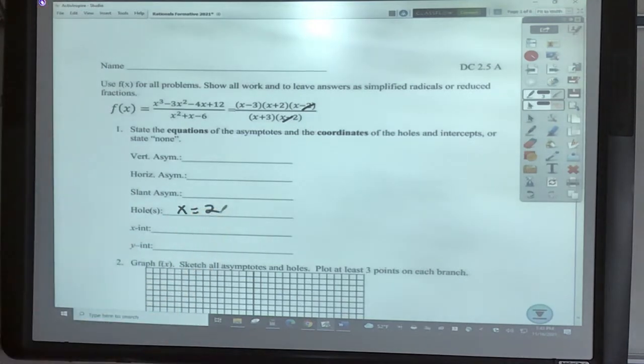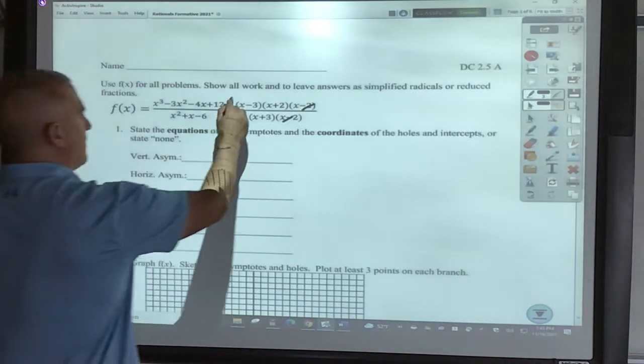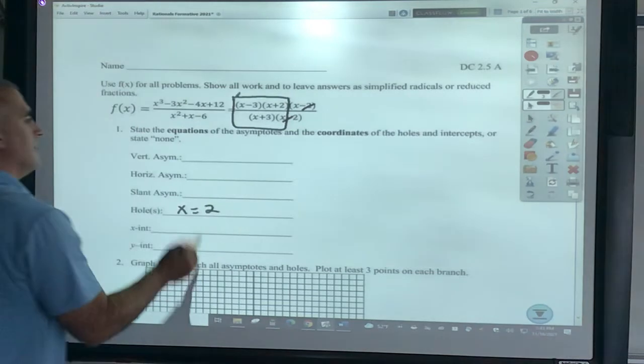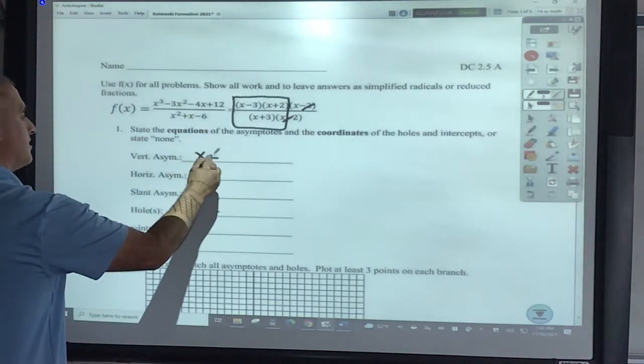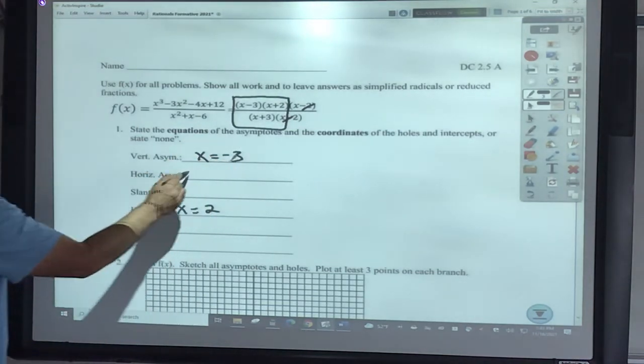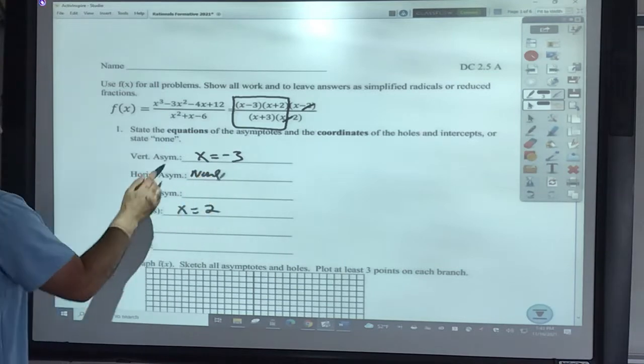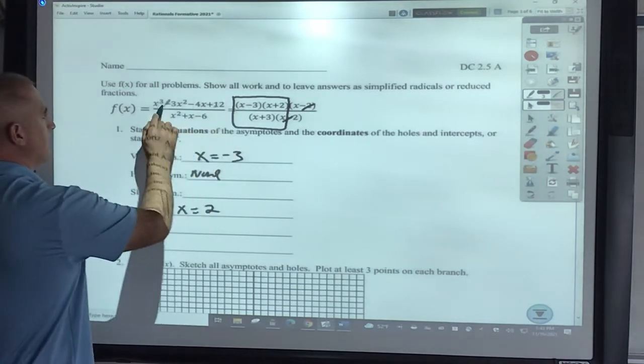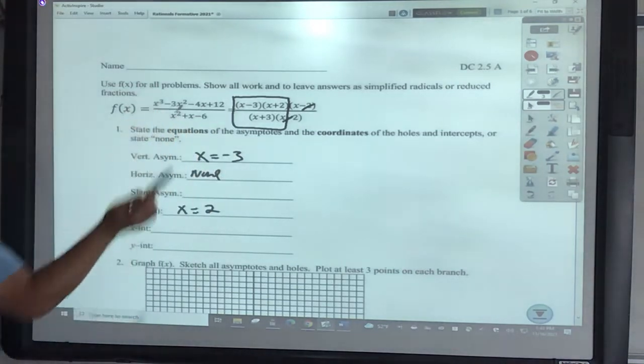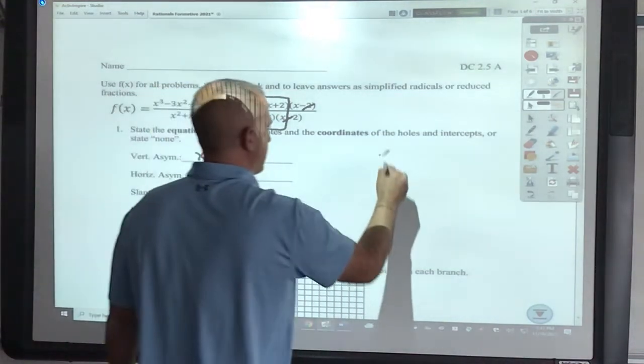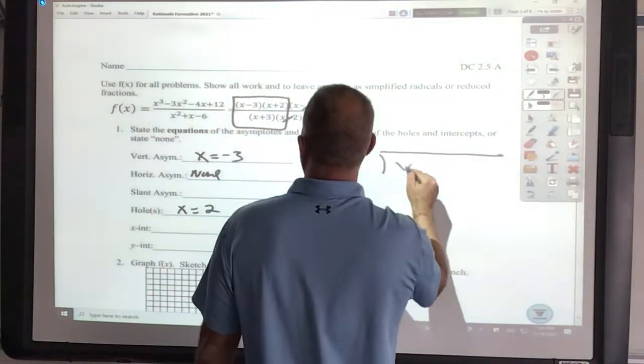Okay, all right, now what I got left over is basically this part here. So my vertical asymptote's at x equals -3. I don't have a horizontal, because basically this degree is one bigger. So I know I have the slant. So what I want to do is long division.